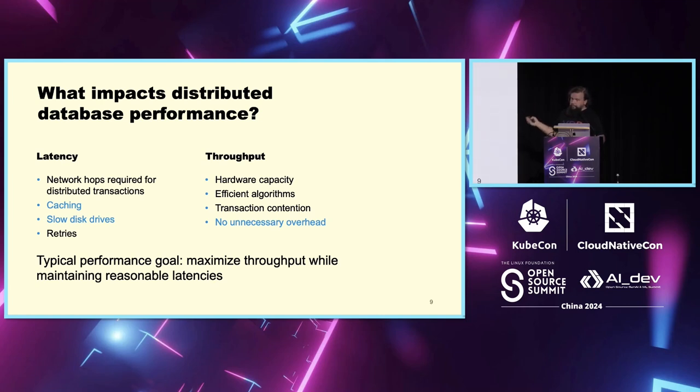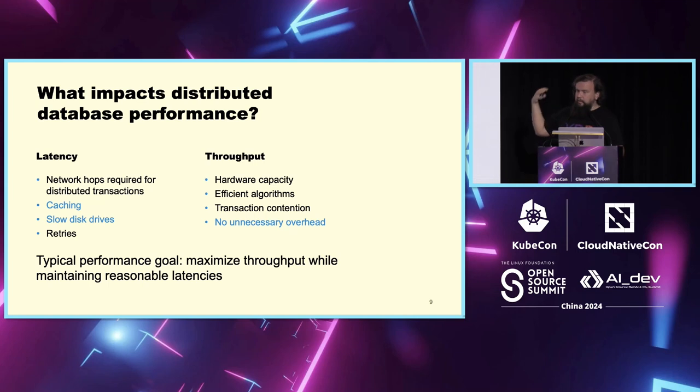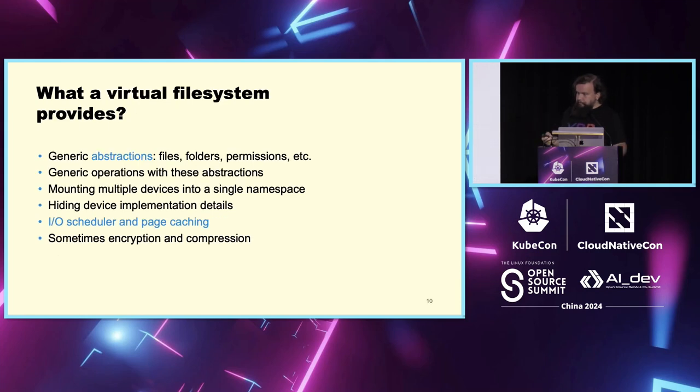So typically, these kinds of systems strive to keep latencies reasonably close to what's theoretically possible, at the same time trying to maximize throughput with a given hardware capacity. And that's where this question of disk drives and file systems comes in. So we want to use storage as efficiently as possible. So let's take a look at what a file system provides in this context.